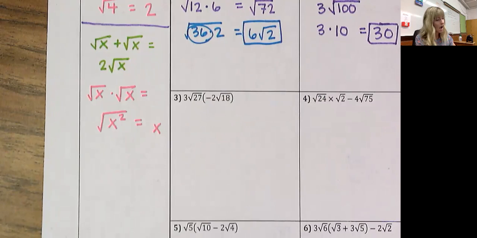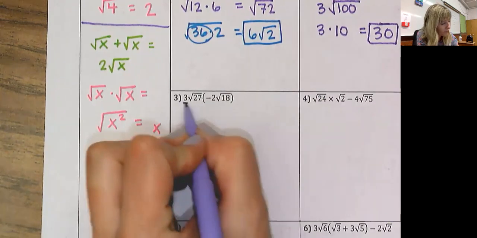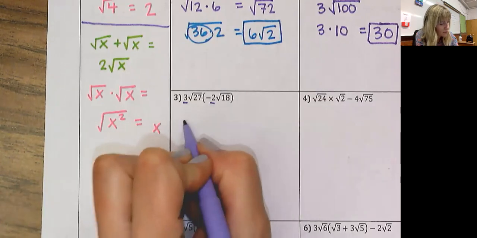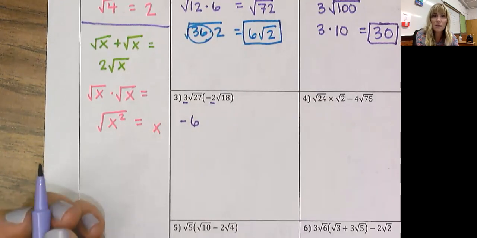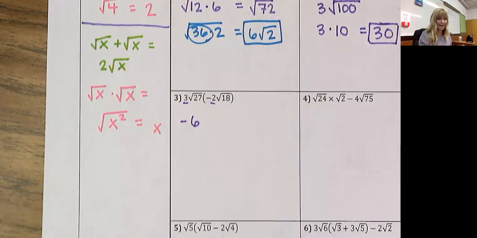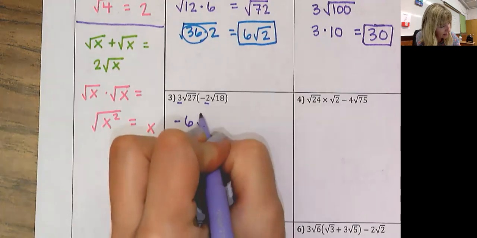Number 3. I'm going to multiply the coefficients. There they are. Those are the coefficients. 3 times -2 is -6. When I multiply the coefficients, they are still coefficients. Now I'm going to multiply the radicands. That's big. 27 times 18 is 486. That's still in the radical.